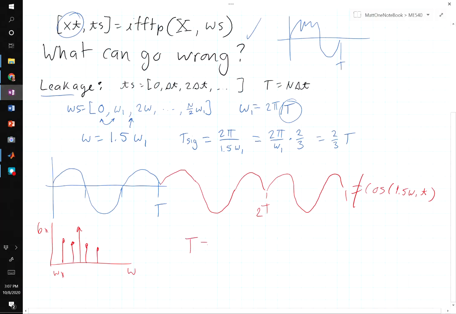So, our period T is equal to pi. So omega 1 will be 2 pi over pi, or 2 radians per second. So the frequencies that we're going to have are going to be 0, 2, 4, ... up to N over 2.